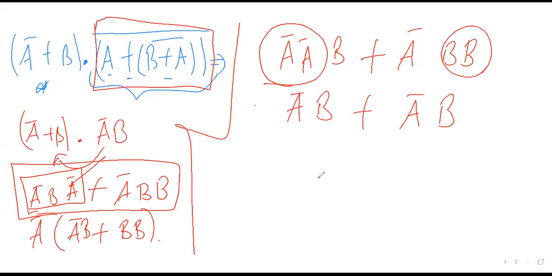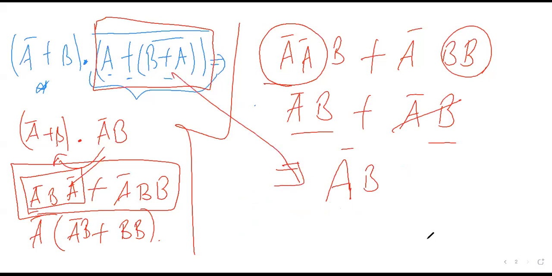Now, can you further simplify this? What is A plus A? A plus A is equal to A. Tawanda, thank you very much. So it means A bar B plus A bar B, these are the same terms, right? This one and this one. So this is the same as A bar B. We can lose this one. Voila, we have simplified from this one to this one.